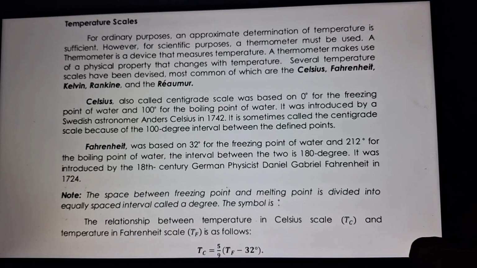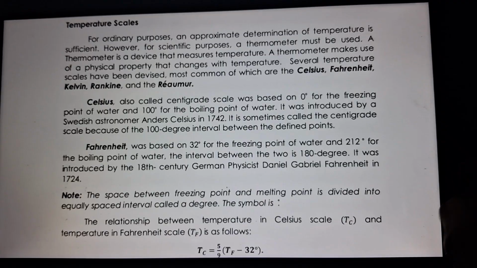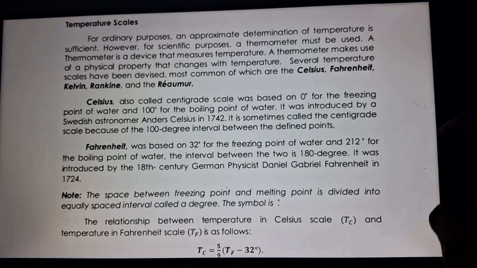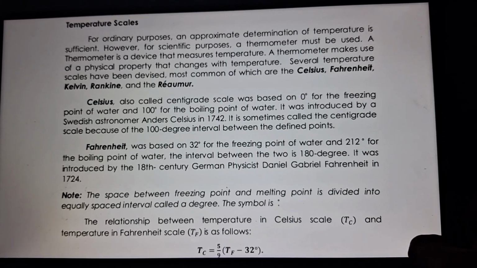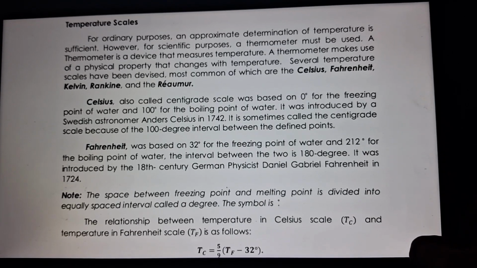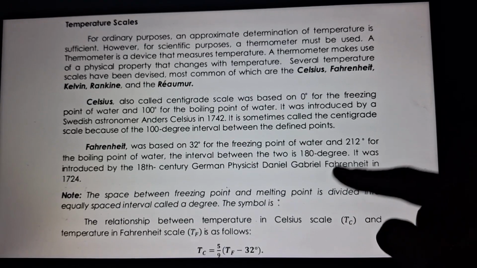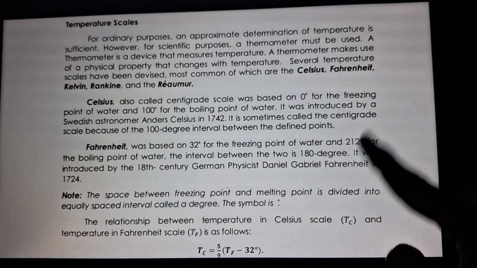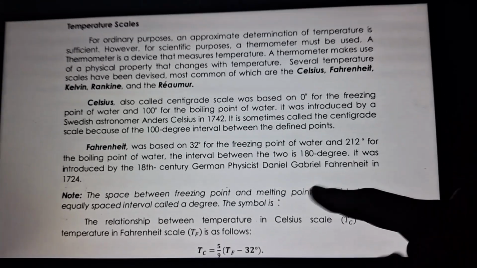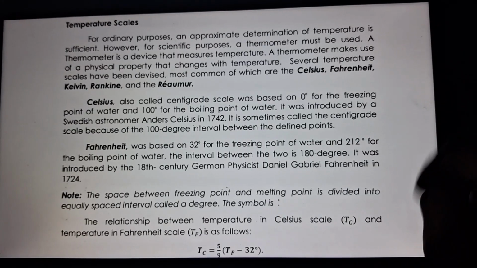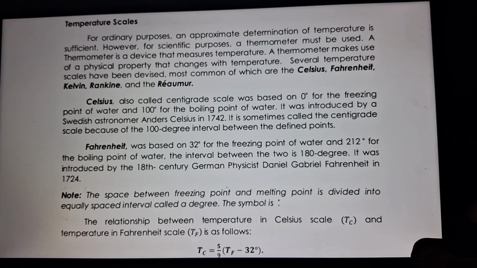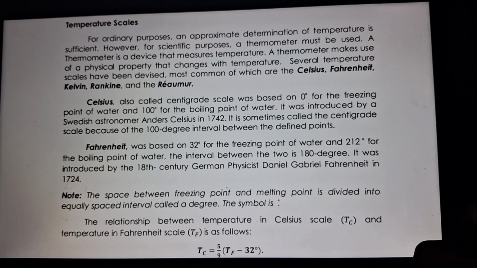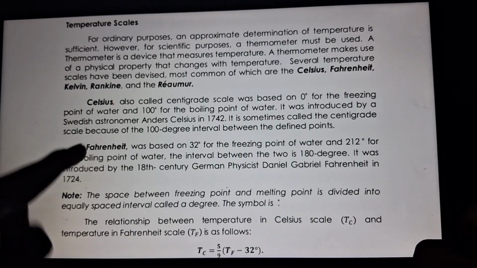Now we are going to talk about the Fahrenheit. Fahrenheit was based on 32 degrees for the freezing point of water and 212 degrees for the boiling point of water. The interval between the two is 180 degrees, so you subtract 32 from 212, which is equal to 180 degrees. It was introduced by the 18th century German physicist Daniel Gabriel Fahrenheit in 1724. That's why it's called Fahrenheit.